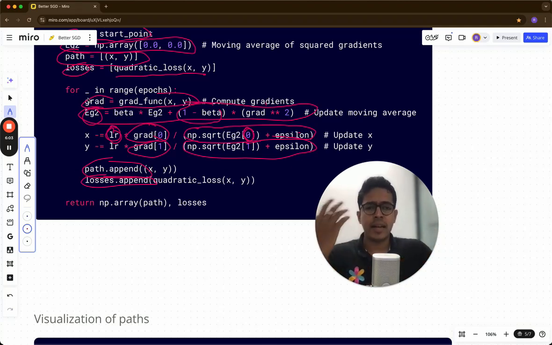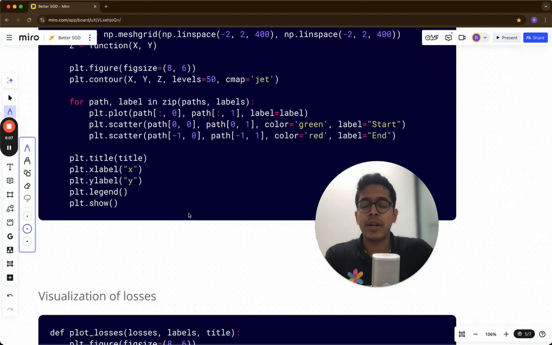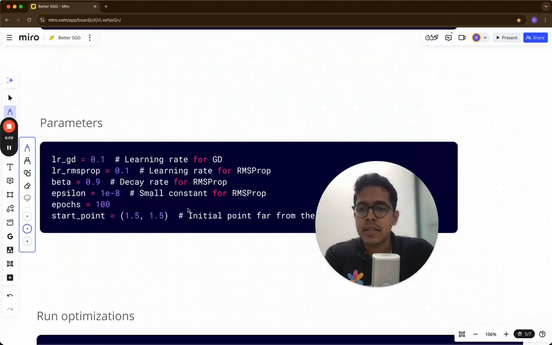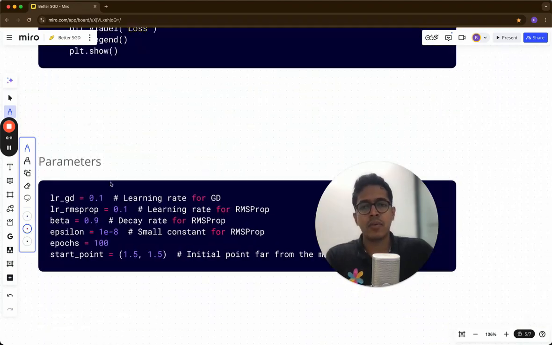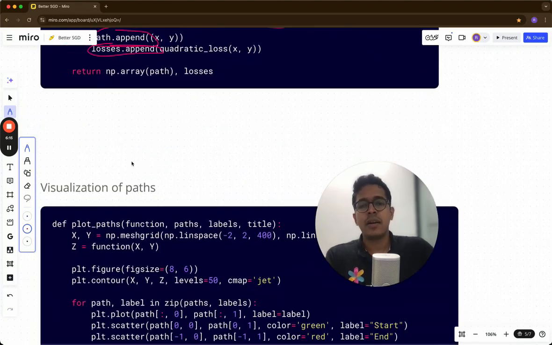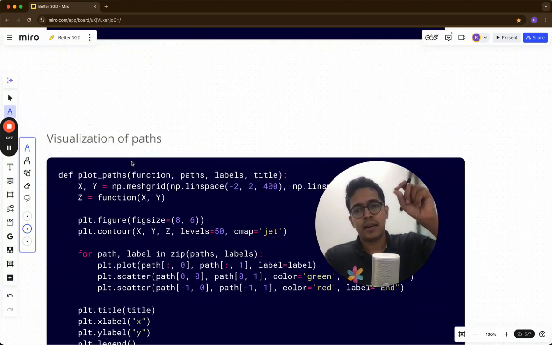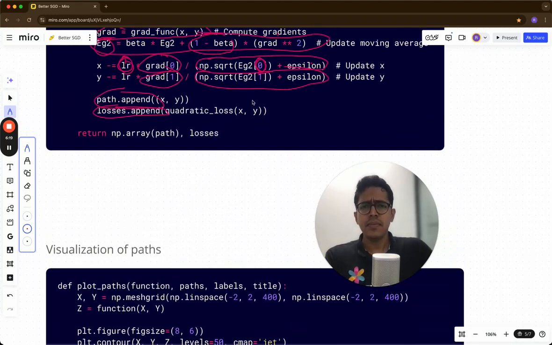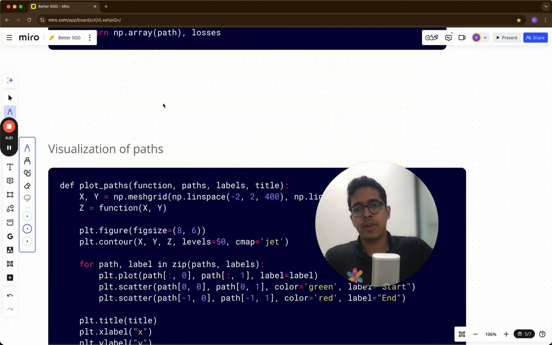So, why do I say 90 and 10? Because I assume that the beta value is 0.9. Yeah, beta is 0.9, that is what we are using. So 90% of the previous moving average plus 10% of the current gradient. Now, that is the RMSprop function.